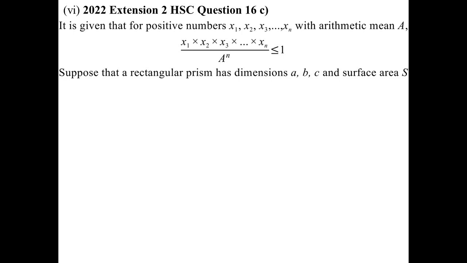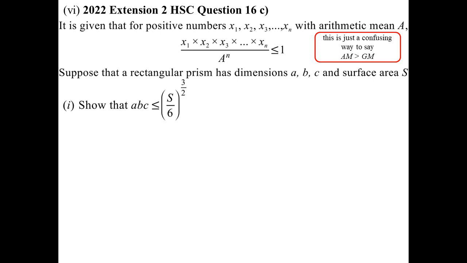It is given for positive numbers, x1, x2, x3, up to xn, with arithmetic mean a. So it's just called the arithmetic mean a, that x1 times x2 times x3 up to xn, divided by a to the power of n is less than or equal to 1. Arithmetic mean is greater than or equal to geometric mean. That is what that is saying. Why write it like that? Unbelievable. Suppose that a rectangular prism has dimensions A, B and C and it has a surface area of S. Well, oh yeah, that's it. That's just a confusing way.